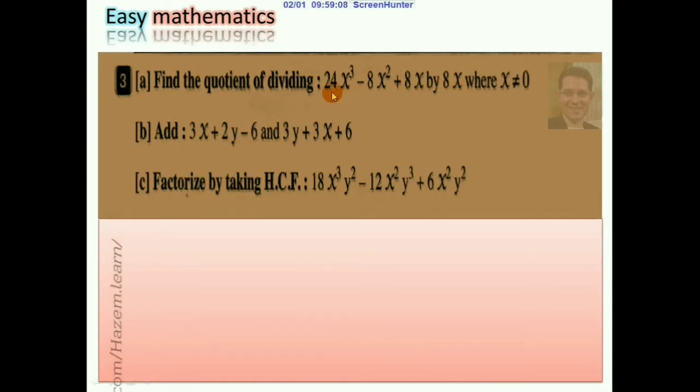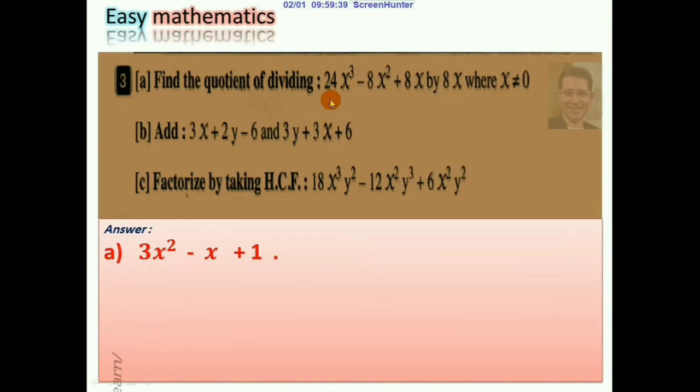We just divide each one by this algebraic term to find the quotient. Answer: we divide 24x power 3 by 8x, it will be equal to 3x power 2. We divide negative 8x power 2 by 8x, it will be equal to negative 1x. We can ignore 1 in this case when we have a simple x. Finally, we divide 8x by 8x, it will be equal to positive 1.